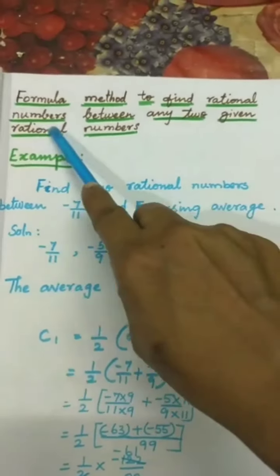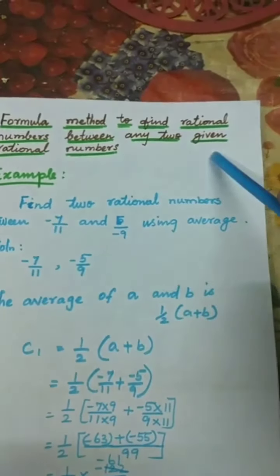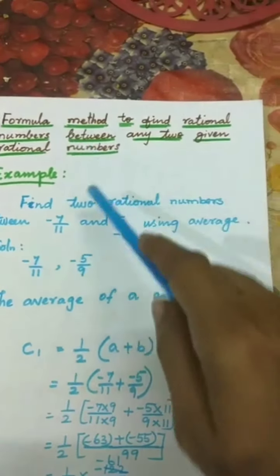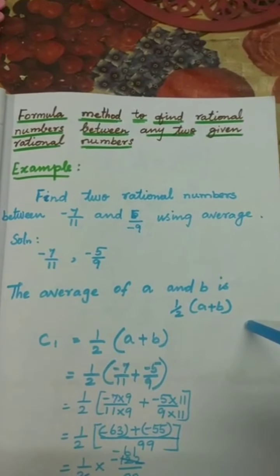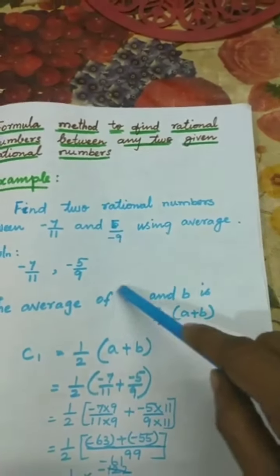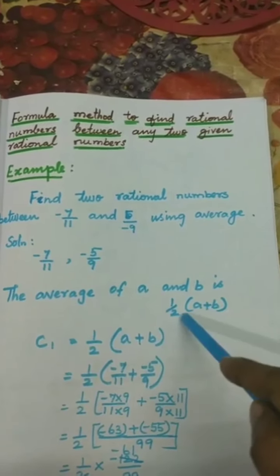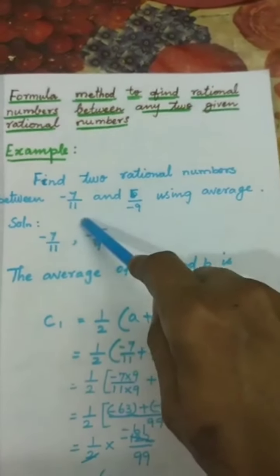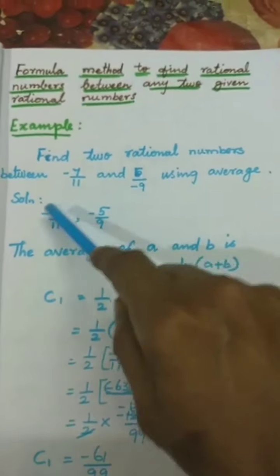Okay. Now the formula or method to find rational numbers between any two given rational numbers. The formula is the average of a and b is 1 by 2 into a plus b. The given two rational numbers, we are taking as a and b. The average of a and b is 1 by 2 into a plus b. Then example: find two rational numbers between minus 7 by 11 and 5 by minus 9 using the average method. Okay.